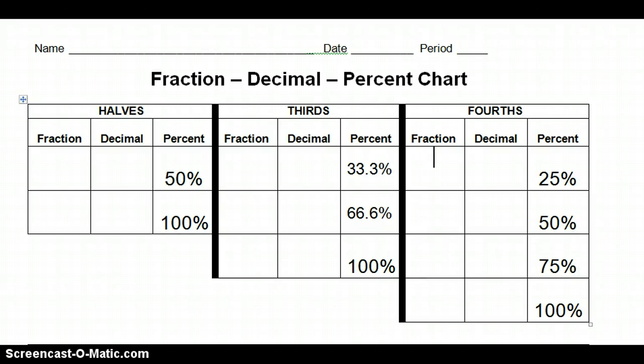Fraction, decimal, percent chart. Going from a percent to a fraction and a decimal. You have the percent 50%.